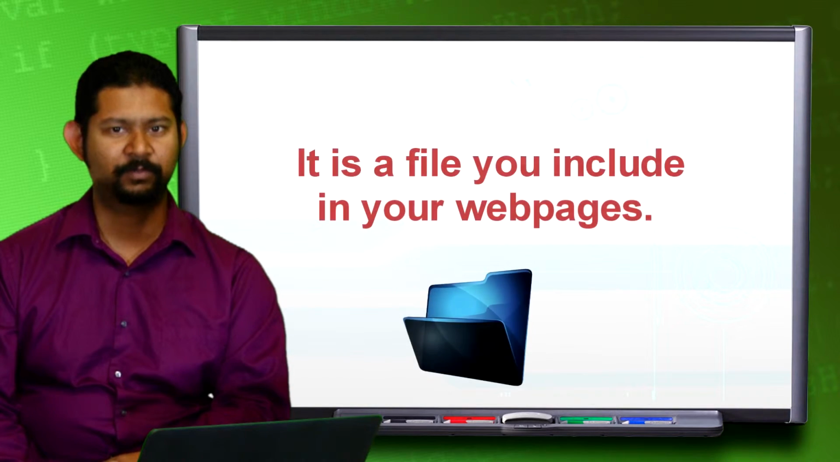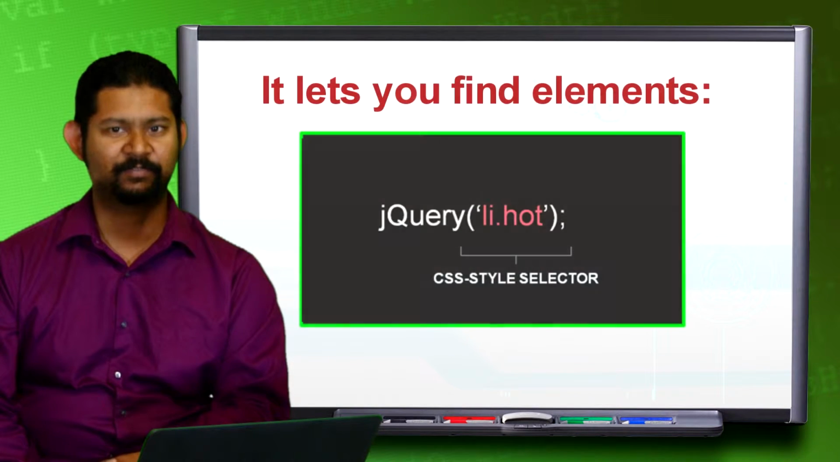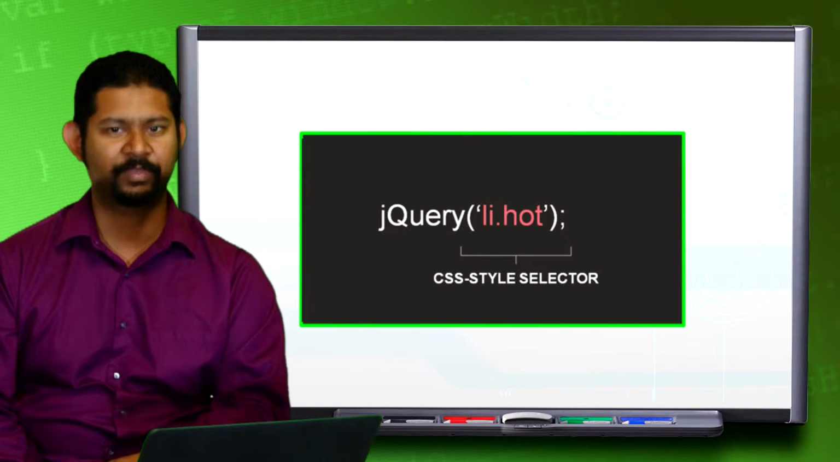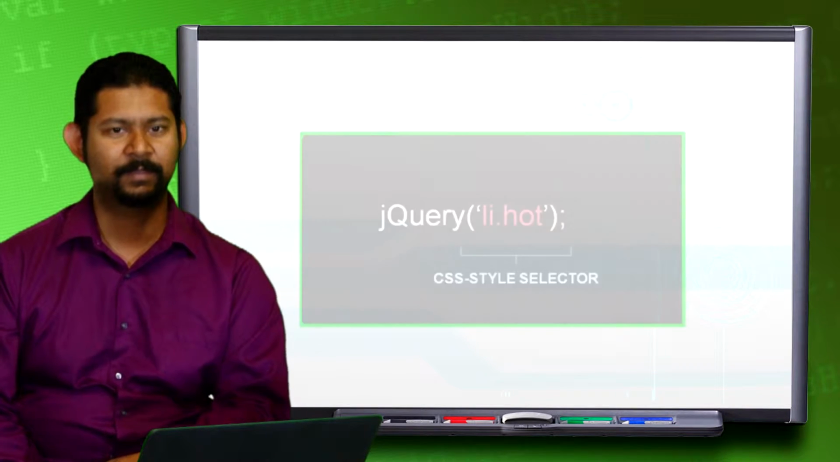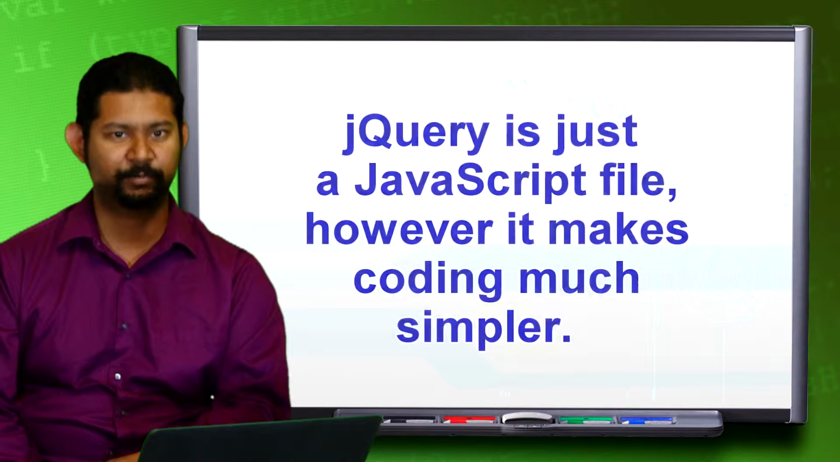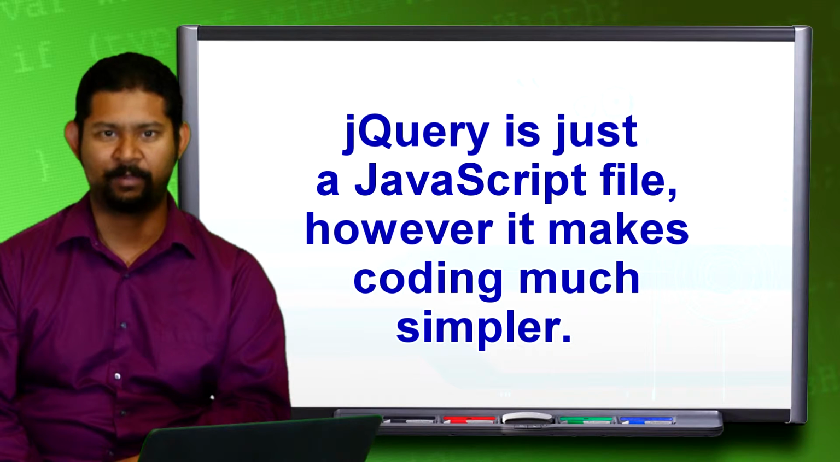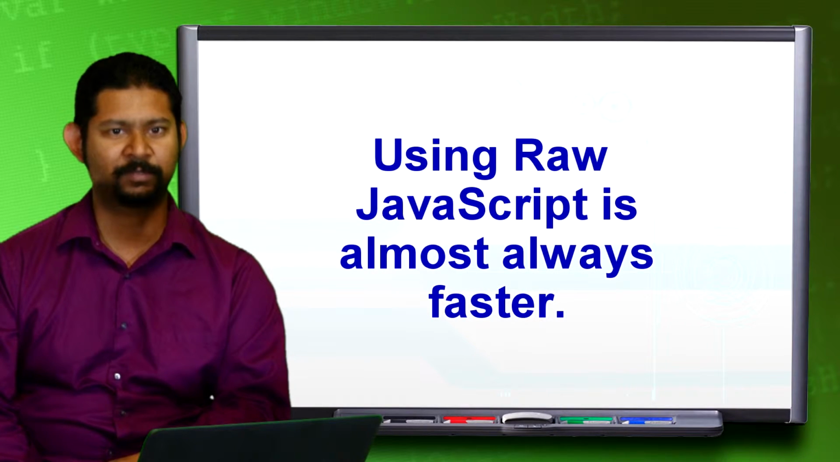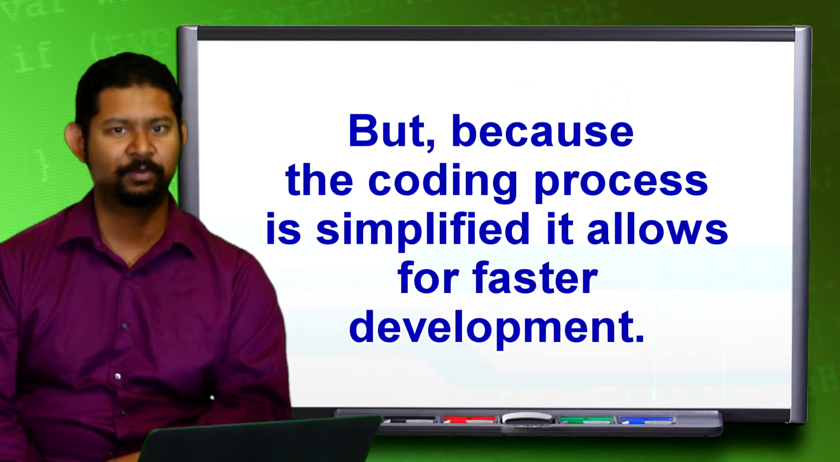It is a file you include in your web pages. It lets you find elements using CSS style selectors and then do something with them using jQuery methods. jQuery doesn't do anything you cannot do with pure JavaScript. jQuery is just a JavaScript file. However, it makes coding much simpler. Using raw JavaScript is almost always faster, but because the coding process is simplified, it allows for faster development.